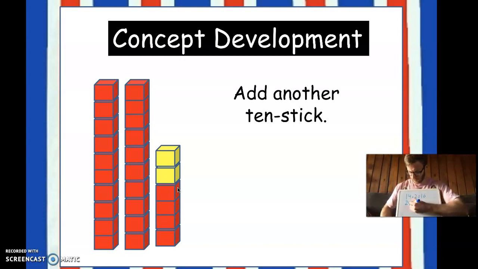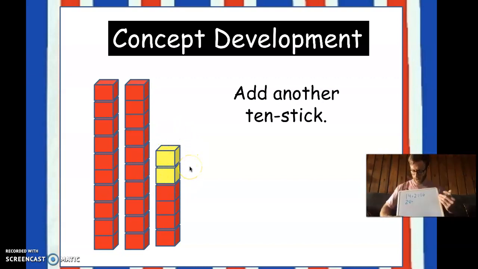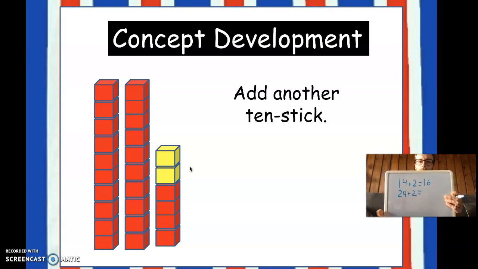Plus, how many yellow? 2. So I have my 2 yellow cubes that I'm going to put right here. So my yellow cubes have not changed. I've gone from 14 red cubes, added a 10, now I have 24. 24 plus 2 equals, take 5 seconds, count up in your head, see if you can figure out what 24 plus 2 equals.